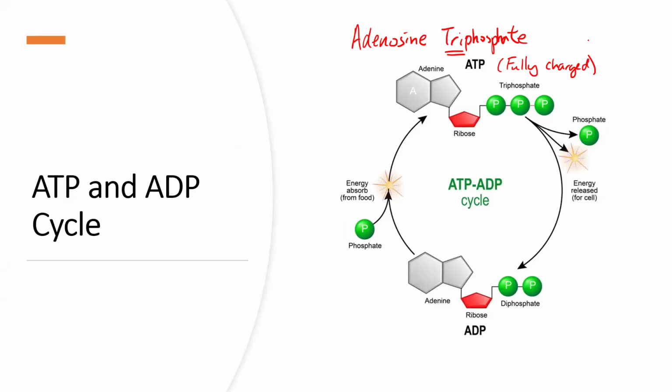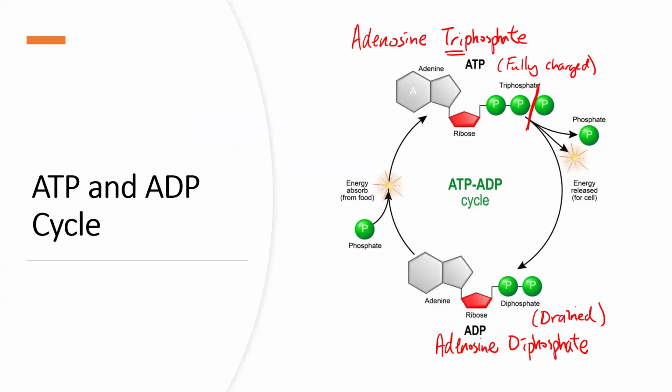And you can use the energy from ATP by snapping off one of the phosphates at the end. So if you break the phosphate off, then it becomes ADP, adenosine diphosphate. Adenosine diphosphate, only 2 phosphates. And I guess you can say it's drained. Okay, so it's empty now.